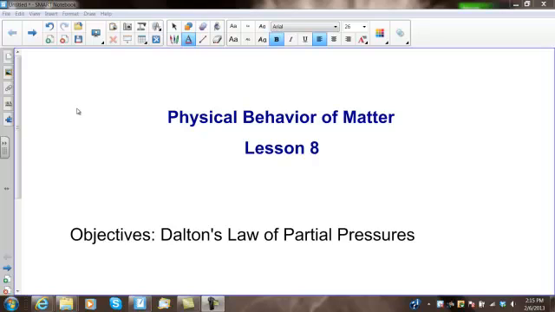Okay, this is the last lesson for Physical Behavior of Matter, Lesson 8. And the objective today is to talk about Dalton's Law of Partial Pressures.